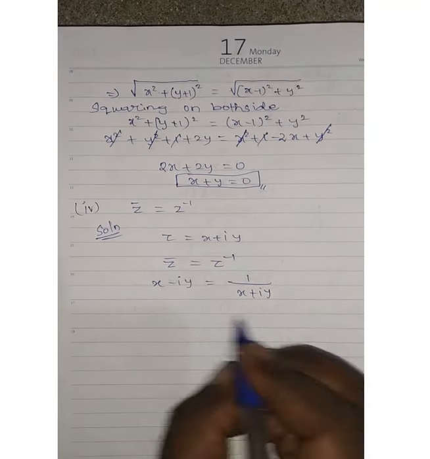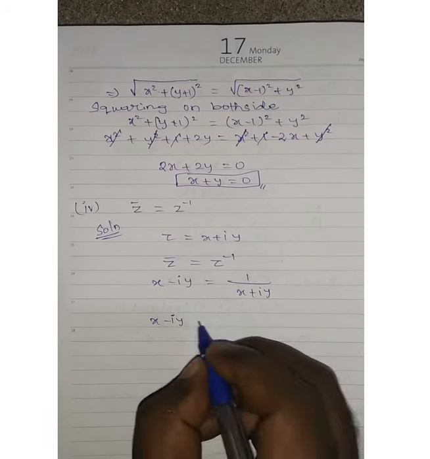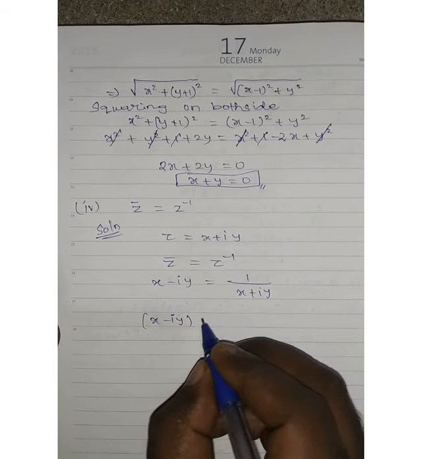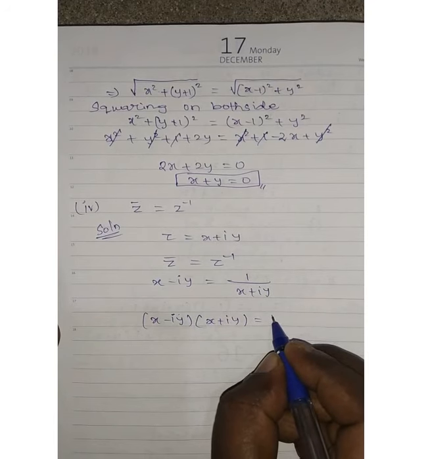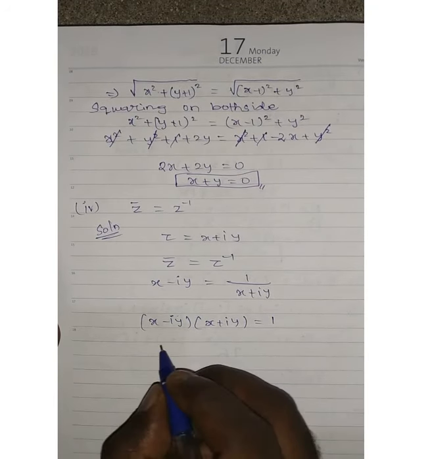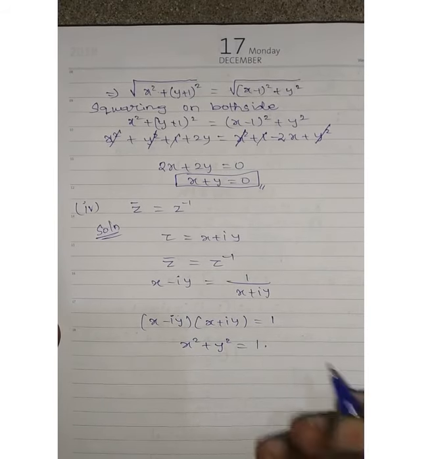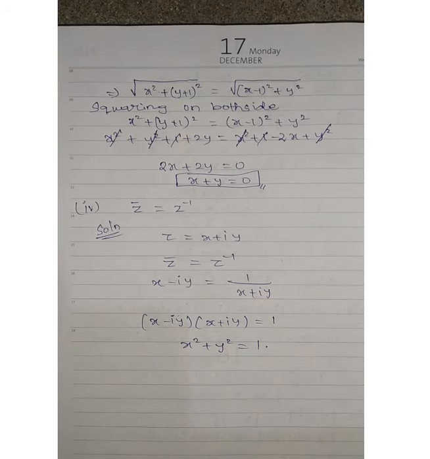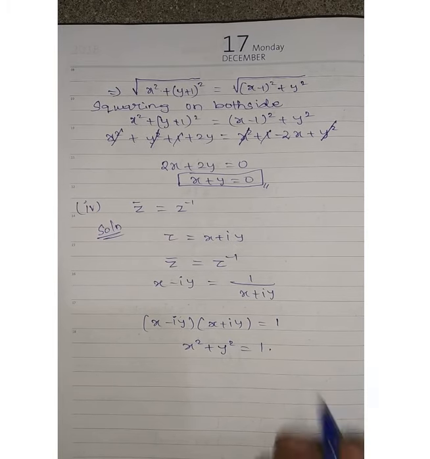Now you have to cross multiply, x minus iy into x plus iy is equal to 1. That means x square plus y square is equal to 1. a plus b into a minus b means a square minus b square. The i square value becomes minus 1, so automatically we will get plus 1. Ends up.